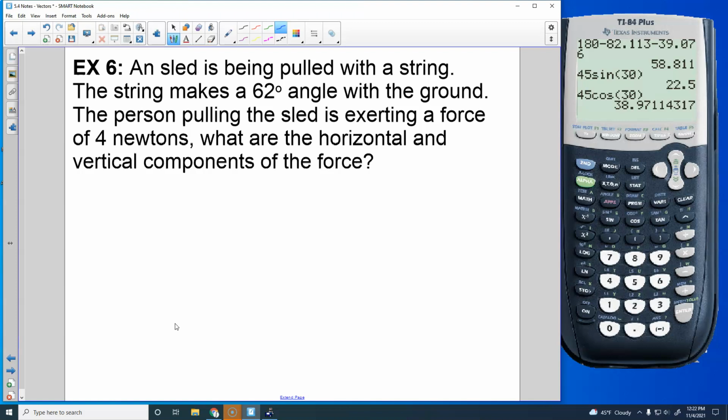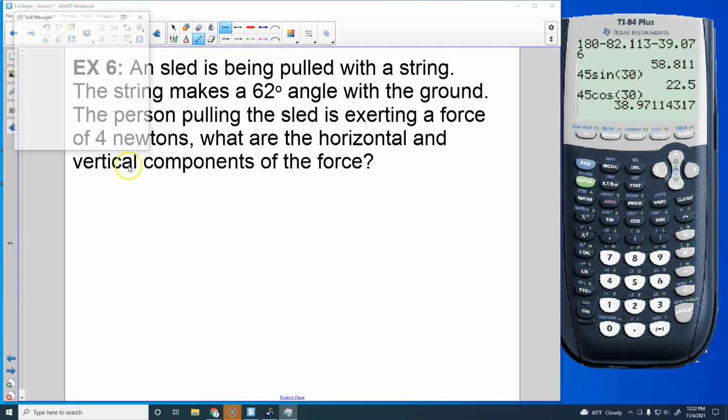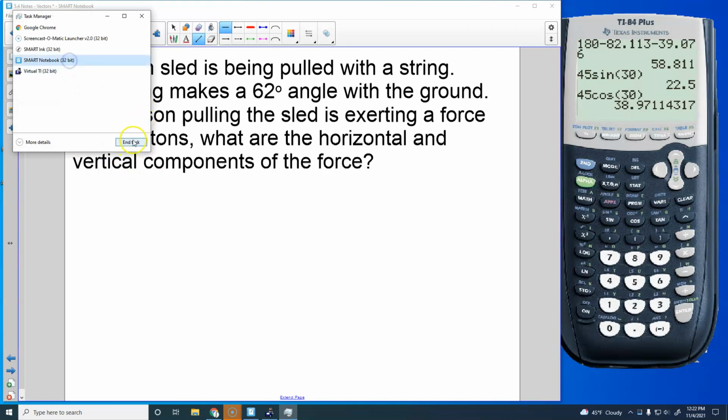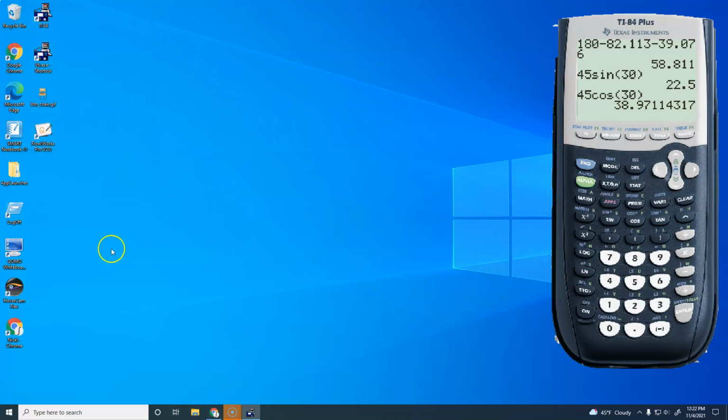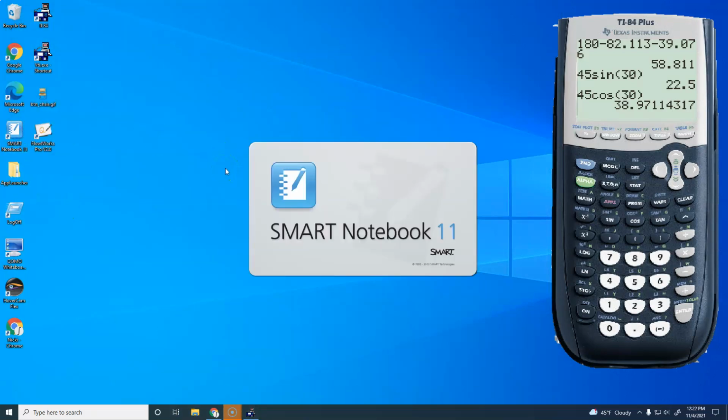So, if you think about what is going to happen if you have a sled, and it's so cold today, you just about need one. Hold on, what's happening? Why is it freezing? Let's try opening this back up. Maybe I'll have to restart the computer. Maybe.